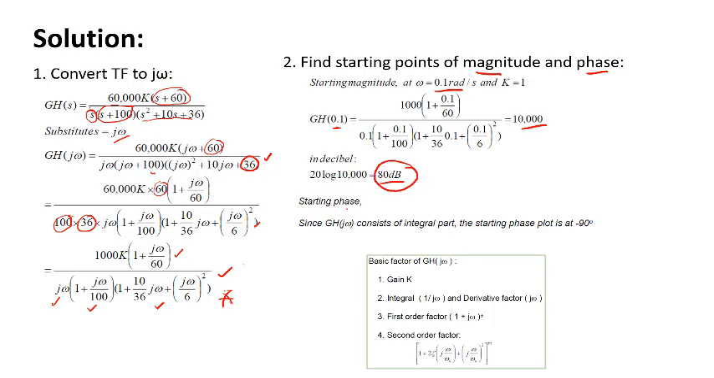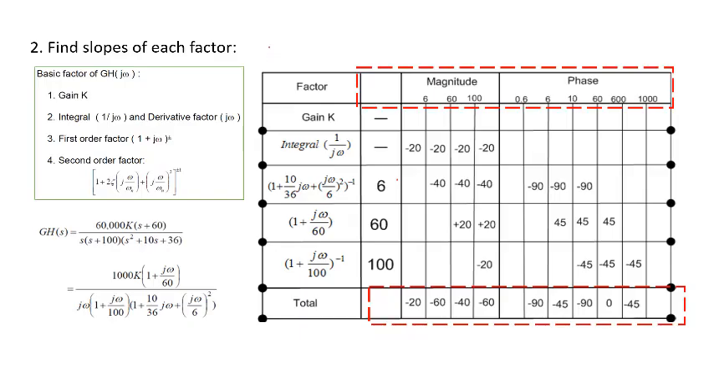While for the phase, since in this equation we have an integral part, which is 1 over S or 1 over J omega, which is here, the starting of the phase plot is at minus 90 degrees. This will be fixed at minus 90 degrees if it has the integral part. Please use the table to tabulate the slope for each vector.